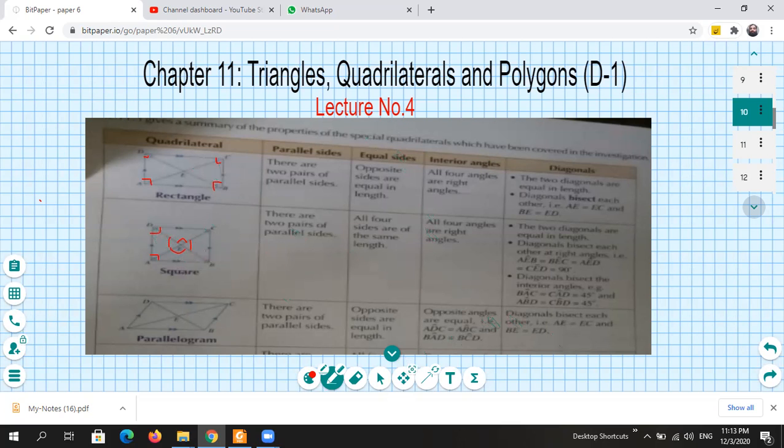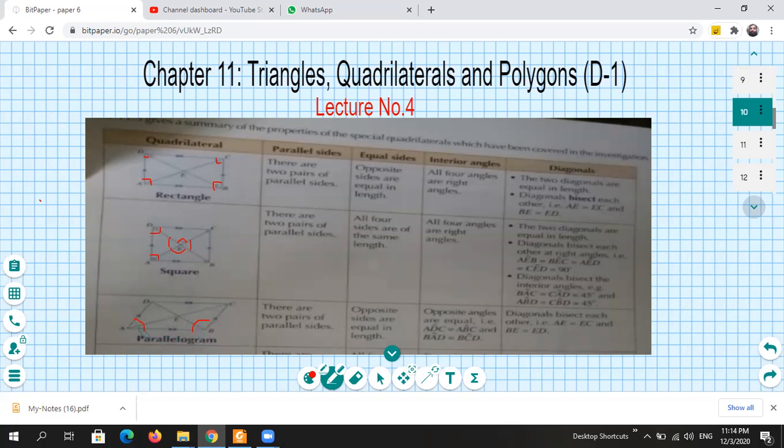Number three, parallelogram. A parallelogram is a quadrilateral in which opposite sides are equal in length and they are parallel, obviously, but the angle between the adjacent sides is not equal to 90 degrees, like we have seen in the rectangle. In this quadrilateral, the angle between the adjacent sides is not equal to 90 degrees. So this angle is not 90. Similarly, this angle is also not a right angle.